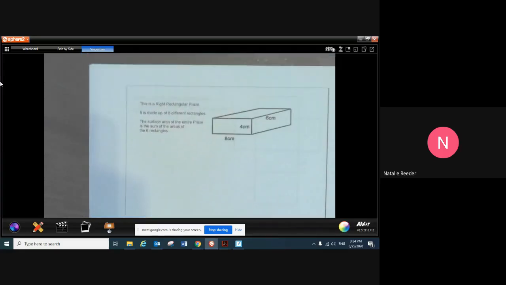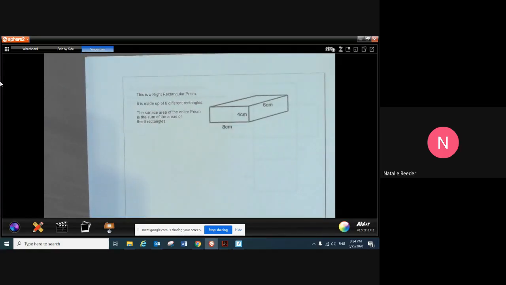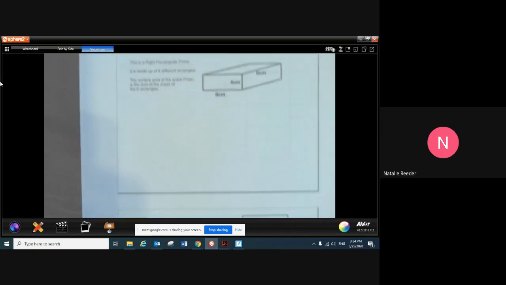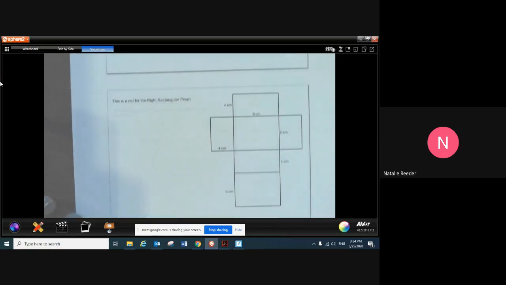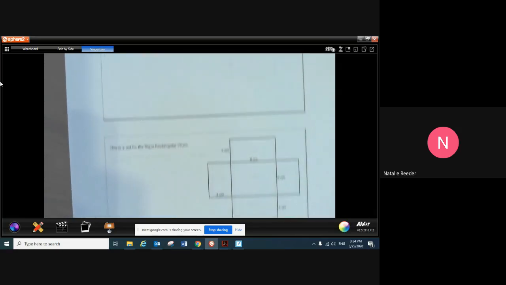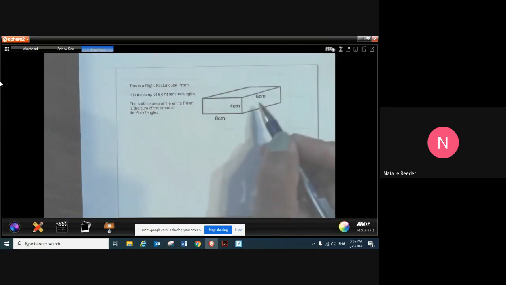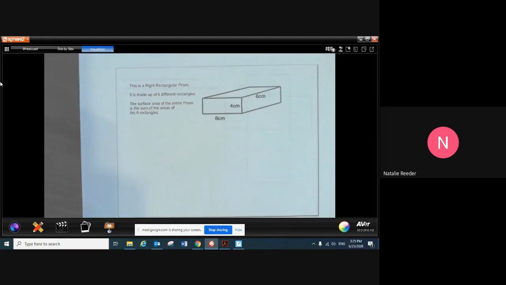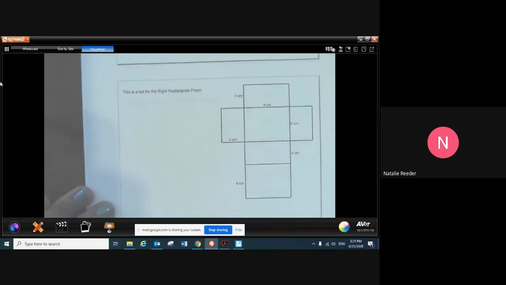Now, if we look at this one, this looks like a box. This is also a right rectangular prism. It is made up of 6 different rectangles. The surface area of the entire prism is the sum of the areas of the 6 rectangles. To explain that a little bit more, if I was to cut this prism and flatten it, this is what it would look like.